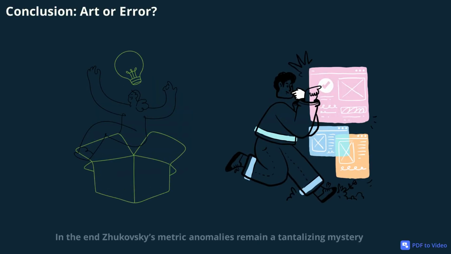In the end, Zhukovsky's metric anomalies remain a tantalizing mystery. Are they errors overlooked in the rush of translation, or are they subtle artistic choices echoing the unpredictable world of Odysseus? While data analysis can reveal broad patterns, it cannot fully capture the nuances of poetic creation. What is clear is that these anomalies invite us to read more closely, think more deeply, and appreciate the complex dance between rules and creativity in great literature.